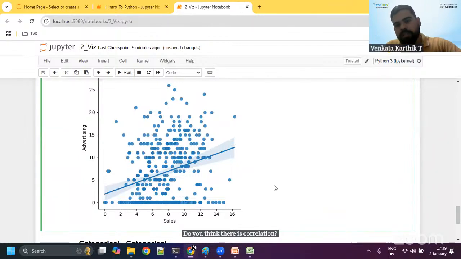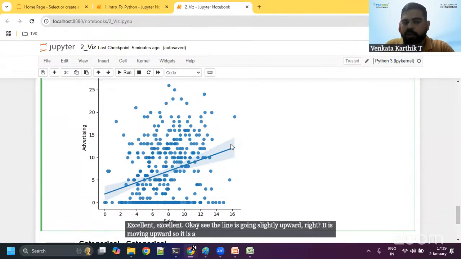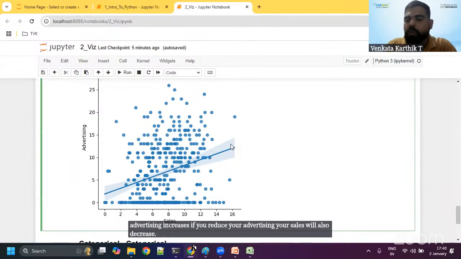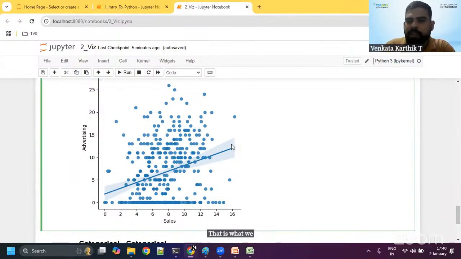Is there any correlation? If there is, what is the correlation? Excellent. See, the line is going slightly upward, right? It is moving upward, so it is a positive correlation. What we are saying is that sales and advertising have some relation. That is, your sales increase if your advertising increases. If you reduce your advertising, your sales will also decrease. That is what we get to know by looking at this.